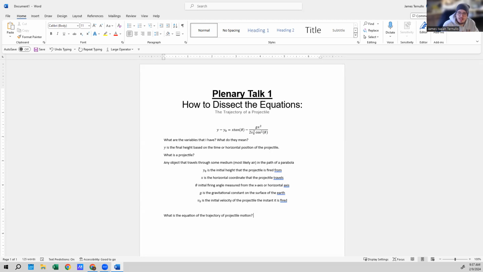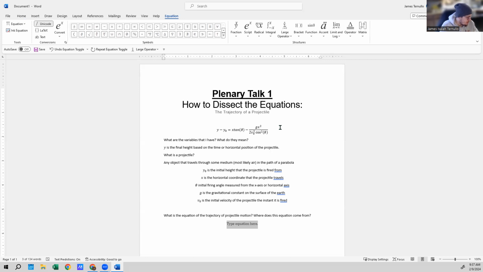This ultimately is asking the question of, where does this equation come from? So if we think back to our equations for constant velocity, we can pick up a few equations. We can pick up the position is equal to the velocity times the time in the x direction.